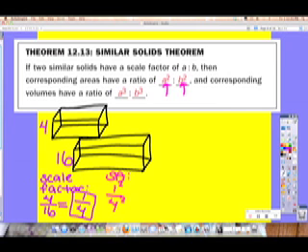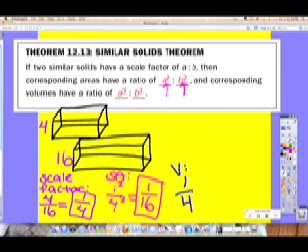Okay, volume. Volume, take the scale factor, but do what to it? Cube it. Do you know what 4 cubed is though? Is it 64? Yeah. Okay.